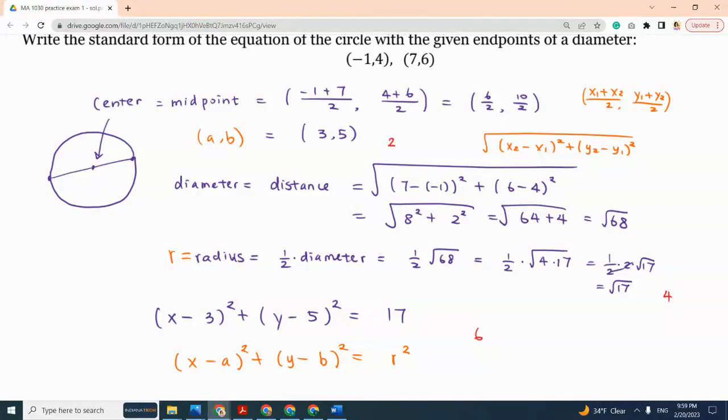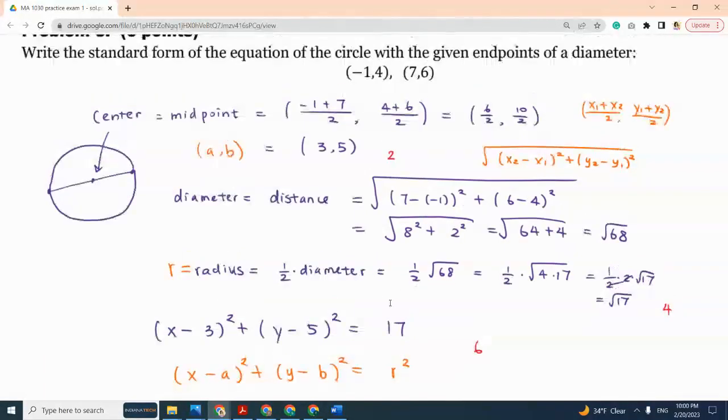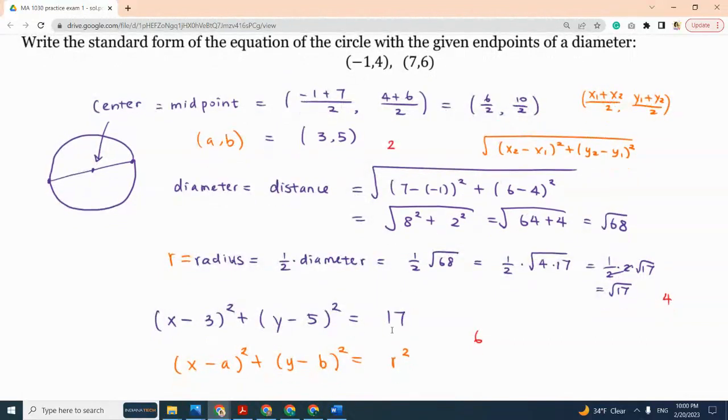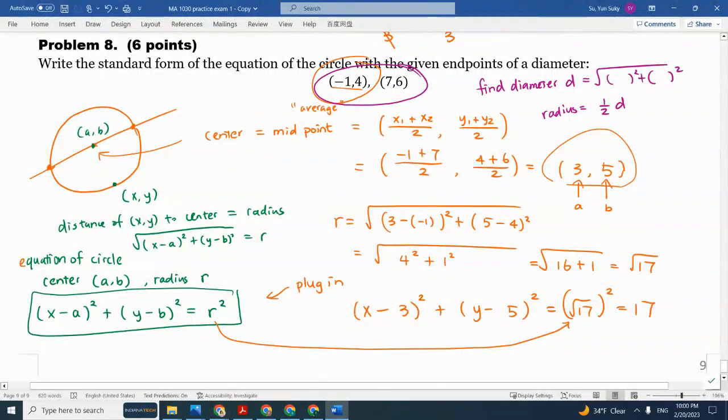By the way, please don't put this in your calculator. I don't want a decimal number. I want the exact answer. So you can play with that. 68 is actually 4 times 17, and the square root of 4 is 2. You see the 2 and the 1/2 cancel. We get the square root of 17. So when you put the square root of 17 in our equation of circle formula, the square root and square cancel, and you get 17.